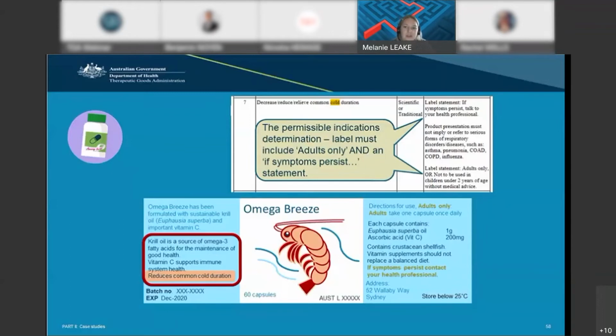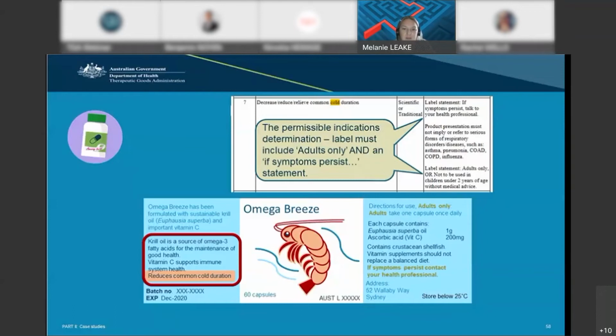There's the permissible ingredients determination and the permissible indications determination. And we need to check the permissible indications determination to see if there are any requirements associated with the use of reduces common cold duration. Here's a snapshot of the permissible indications entry on the slide. It has a few requirements for the label, including we need to have an if symptoms persist statement and an adults only statement. We'll have to add in those label statements.